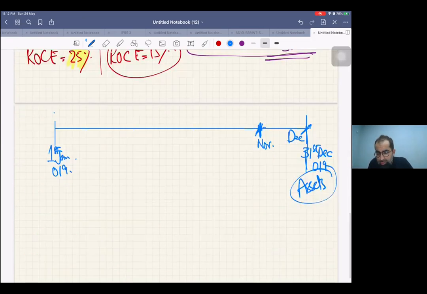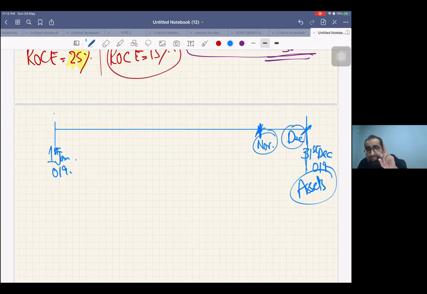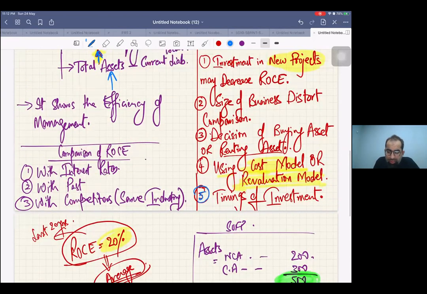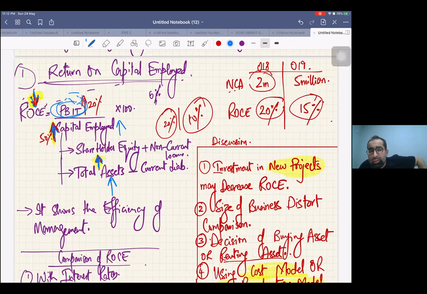I have opened the boutiques in November. So that means I just earned 2 months from those boutiques. I just earned 2 months from those new retail outlets. So when I have earned only 2 months from those retail outlets, that means only two months effect in the numerator. In the numerator, the effect of these new boutiques is just for 2 months, but in the denominator, full effect is included. So obviously the ROCE will go down.